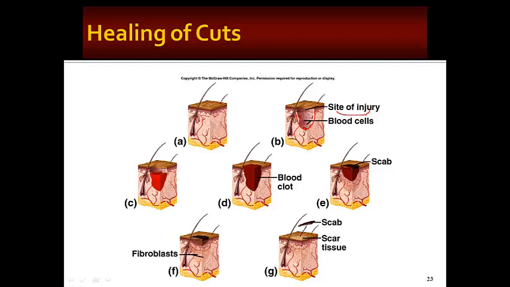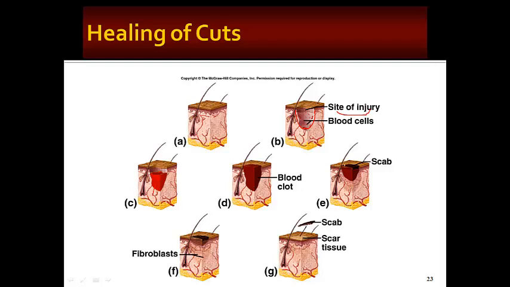Blood cells start accumulating, fill that gap up. Soon, blood cells are not the only ones going to this area. You'll also have the mast cells, macrophages, fibroblasts, making collagen and fibers and other things going in there. So it's a whole production. And a blood clot forms, including blood cells.